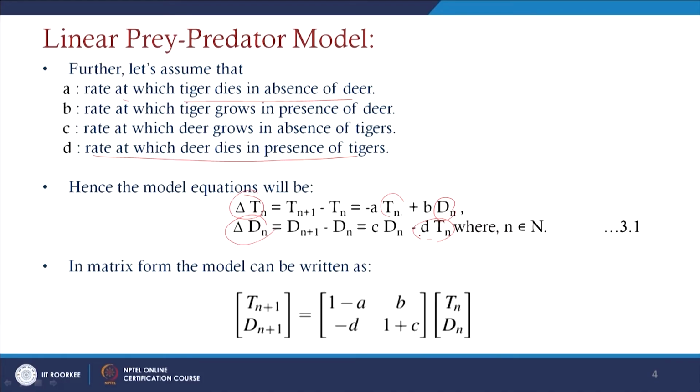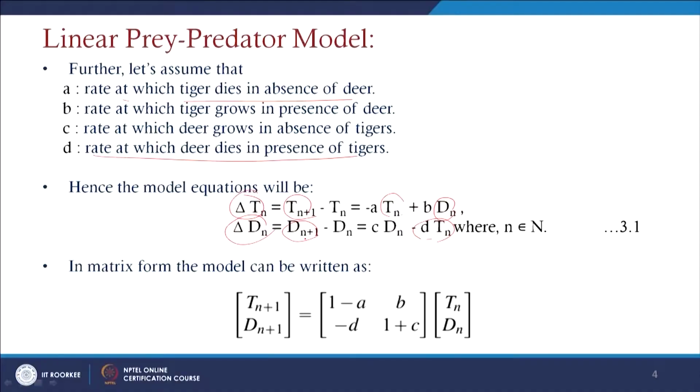So, if we formulate this model in a matrix formulation, since we have the quantities T_{n+1} and D_{n+1}, these are the next time step calculated values for tigers and deer, and we want to keep these terms on the left hand side. Then this can be represented as 1, since a T_n is present on the left hand side; if you take it to the right hand side, we will have this quantity as 1 minus a, and b itself is present there.